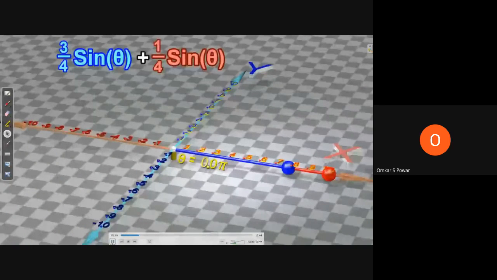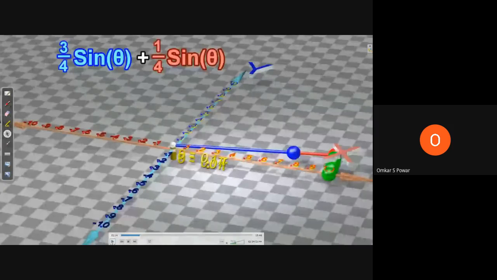So let us consider two sine waves with different amplitude. One is with 3 by 4, which is represented in blue in color, and another one, which is represented in red in color, with the amplitude of 1 by 4. So how can we add these two?